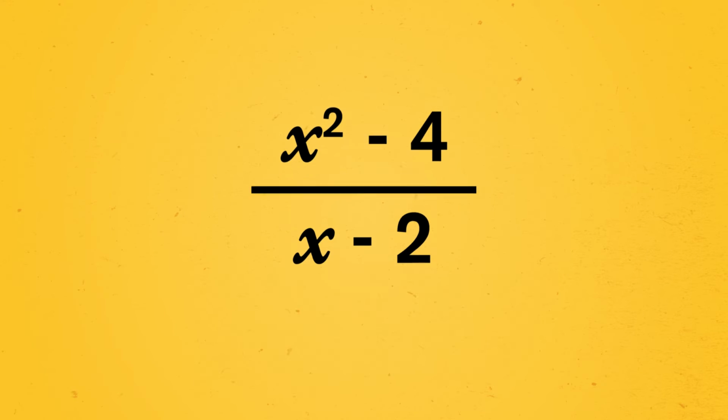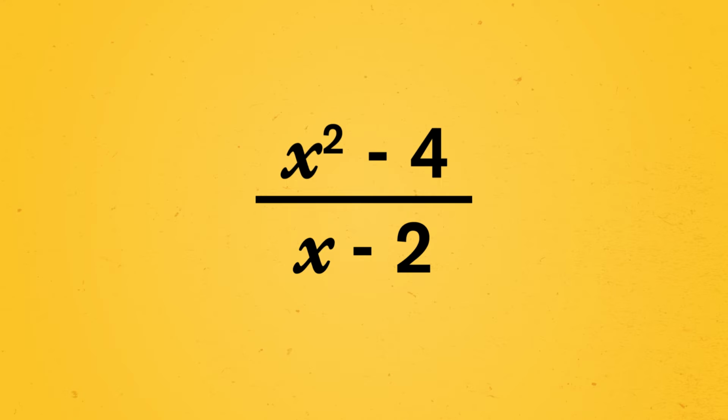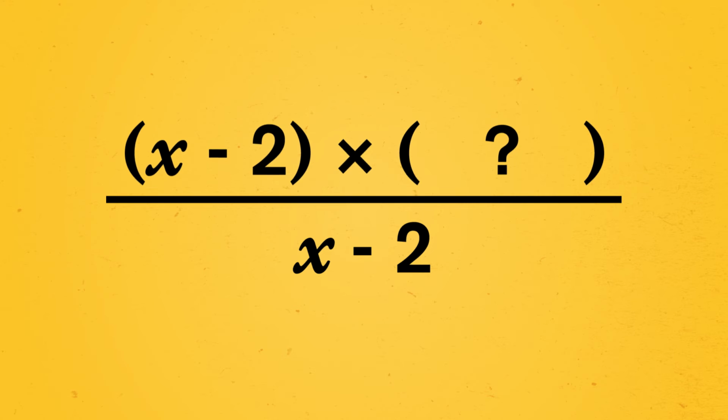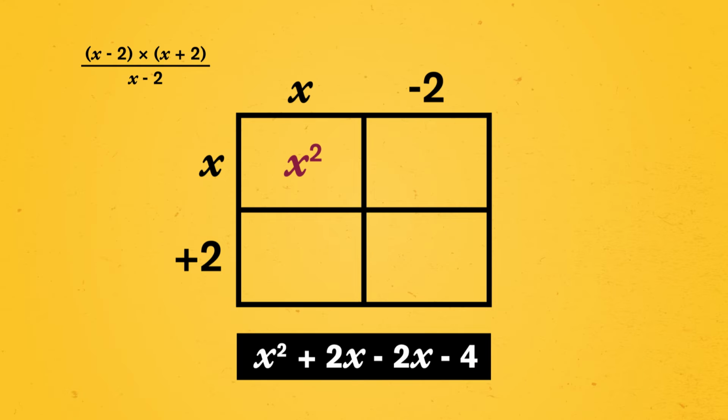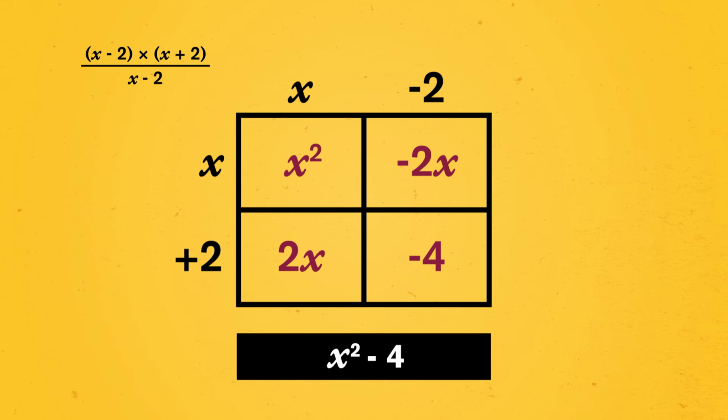Or if you're like me and were never good at memorizing rules, you might try to work backwards and use educated guesses to figure out if there's anything we can multiply x minus 2 by to get x squared minus 4. In fact, there is: x plus 2. If we multiply out x minus 2 times x plus 2 using the distributive property and our rectangle friends from last time, we get x squared plus 2x minus 2x minus 4, which simplifies to x squared minus 4.